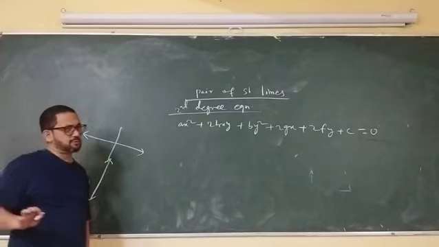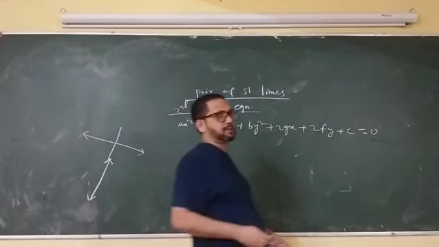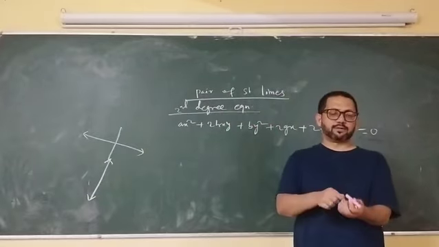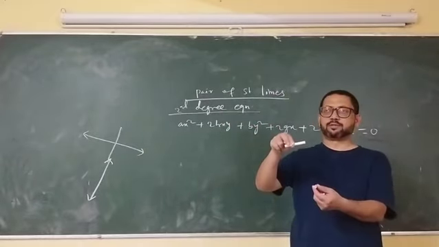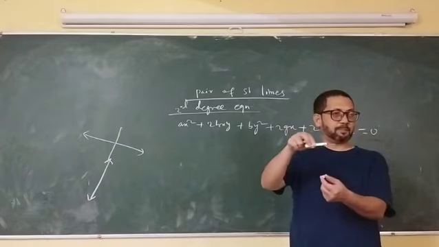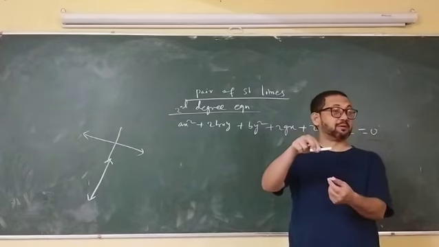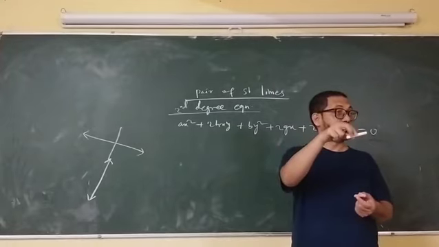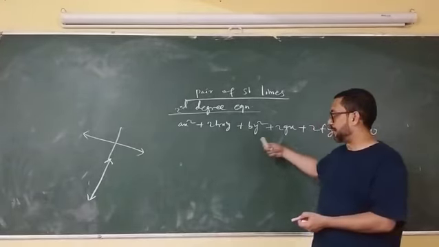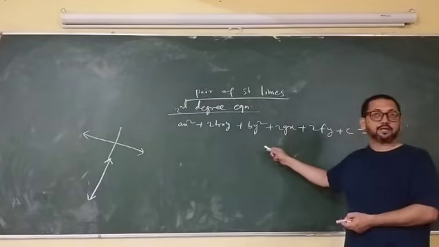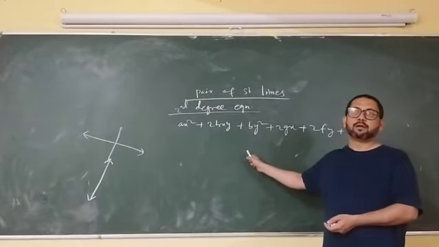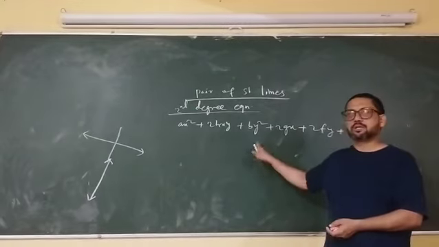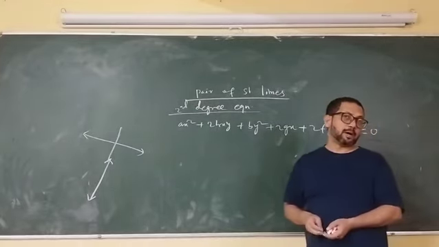In three-dimensional geometry when you learn, you will find that one line is like this, another is like this. They are not parallel and they are not intersecting also, because one is in the xy plane, another is in the yz plane. But in one plane, two lines are either intersecting, and if they are not intersecting, they must be parallel. So what is the condition of two lines being parallel?